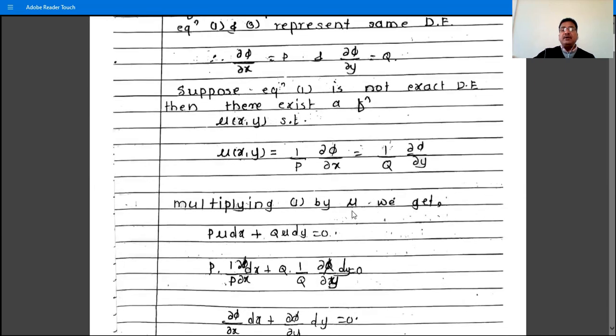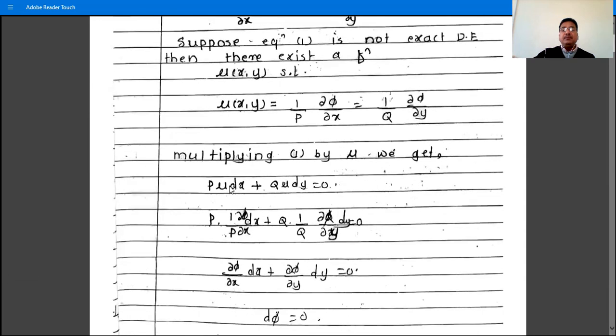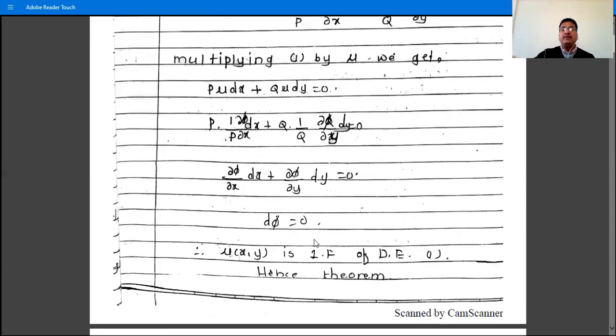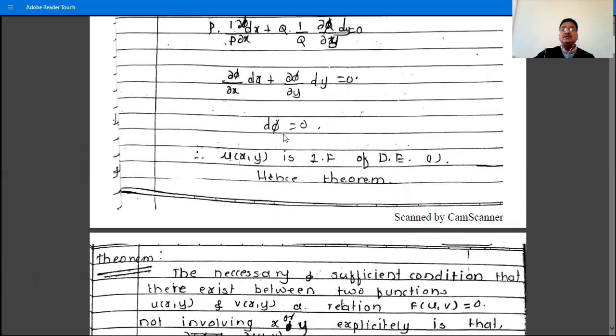Multiplying equation 1 by μ, we get μP dx + μQ dy = 0. Then write the value of μ as 1/P ∂φ/∂x, and μ as 1/Q ∂φ/∂y. Then we have ∂φ/∂x dx; P cancels and Q cancels, so ∂φ/∂y dy = 0, and this LHS is dφ, a complete derivative, equal to 0. Therefore, μ(x,y) is an integrating factor of equation 1, and hence the theorem.